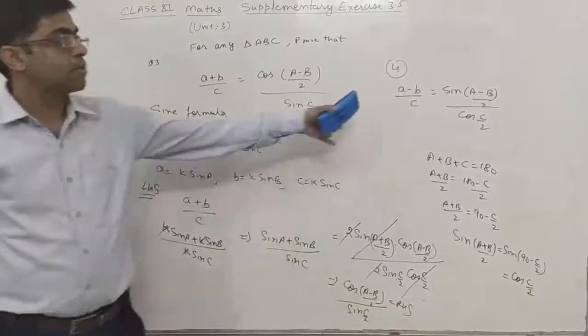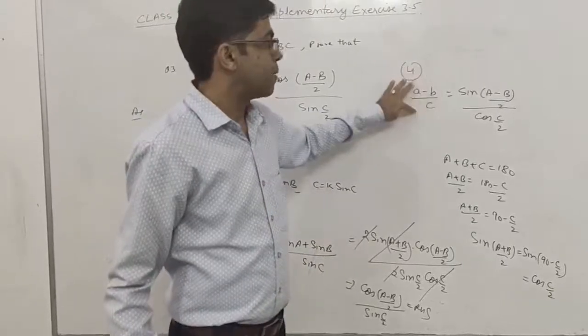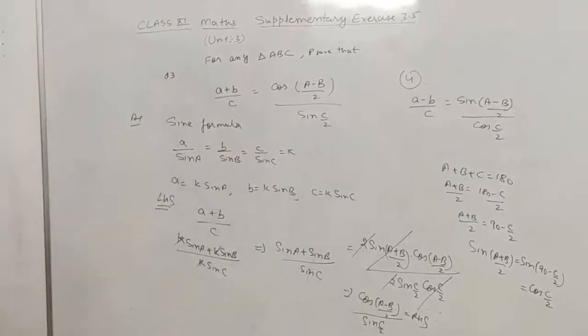So in this way, question number 4 is the same process. Put the value of A using the sine formula, and B, then apply the trigonometric formulas. You can easily get the right hand side.